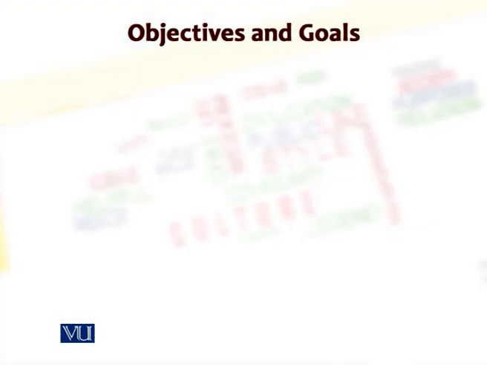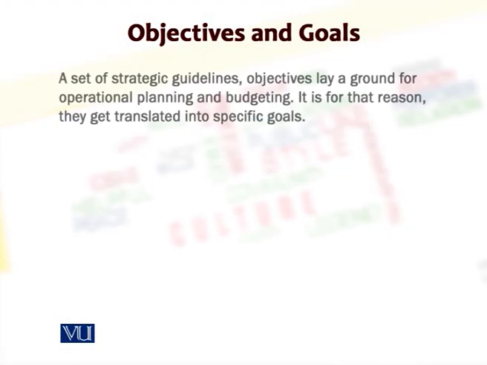The next element of this sub-segment of the organizational level of brand raising is objectives. And of course, goals. We know that objectives basically are an expression of a set of strategic guidelines which organizations follow in order to fulfill their goals. And we also know that the goals basically are very specific translations into numbers of the objectives that the organization puts together as strategic guidelines.